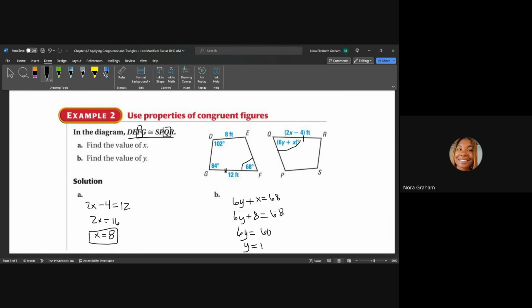Okay. And that's how we're going to do example 2. Again, if you have any questions on any of these examples that I'm doing, go ahead and write them in the comments and I will happily answer them.